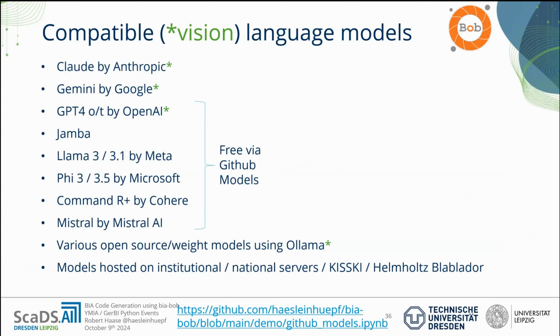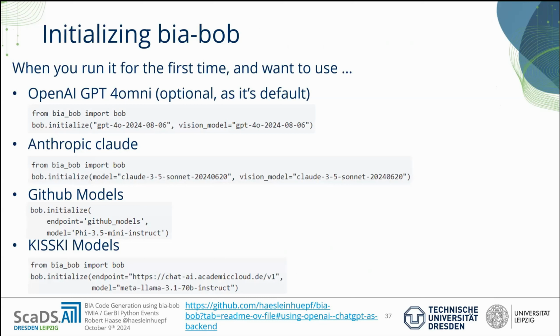Here's a list of compatible models. I was, for example, not talking about Google today. Also, the Jamba model is pretty new to me. Command R and Phi and Llama. I have very limited experience with these open models, but we know from a quantitative comparison that they cannot really compete with the commercial models. Nevertheless, they are available and you can try them out. And here you have another slide showing how to use these particular different models.